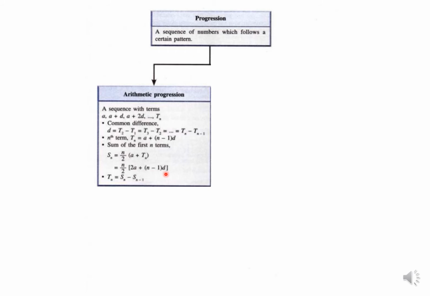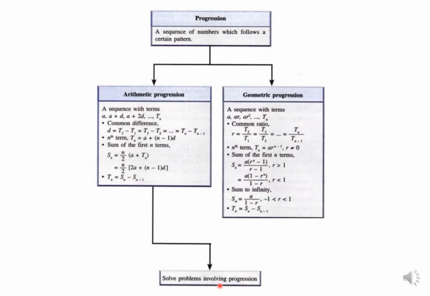Therefore, for Tn, you may use the sum of first n terms formula, which is Sn minus Sn minus 1. When you have mastered the basics, you will be using the ideas to solve problems involving progression.